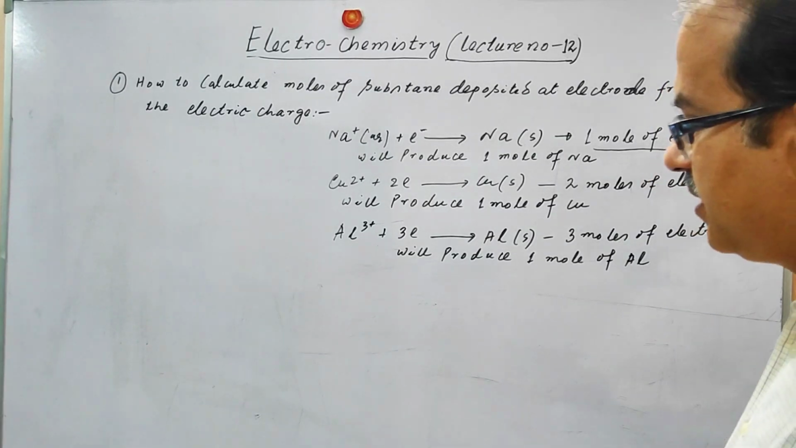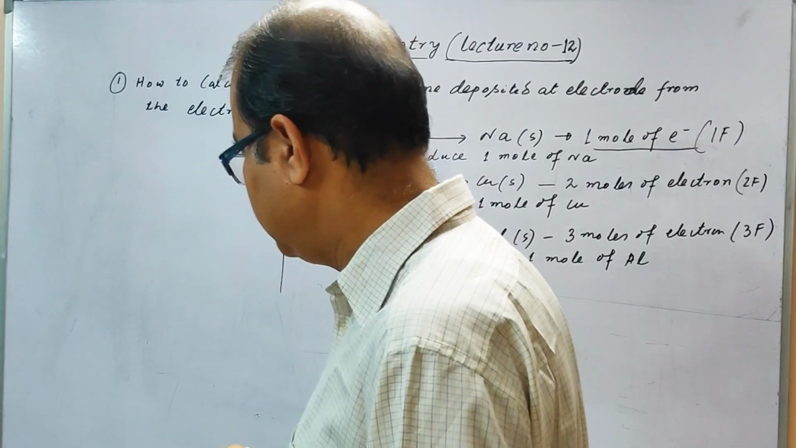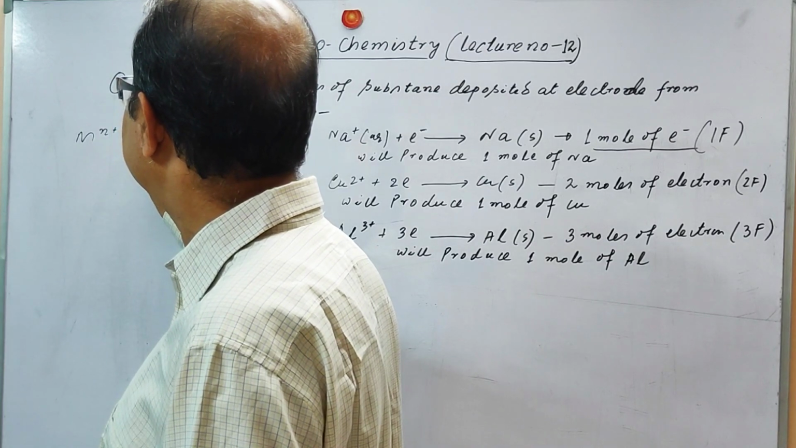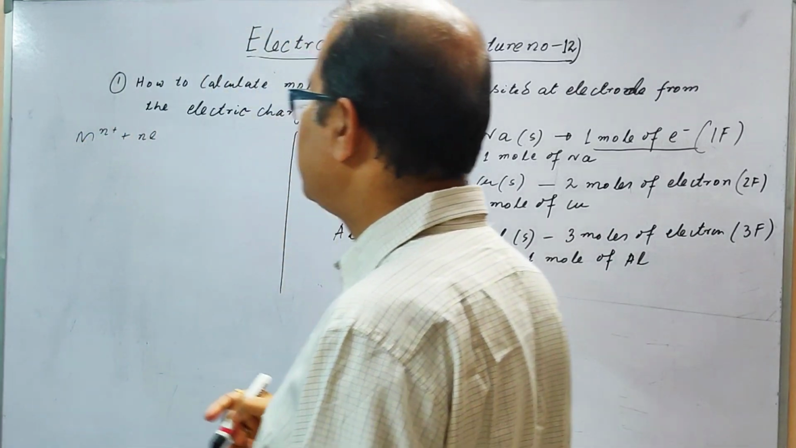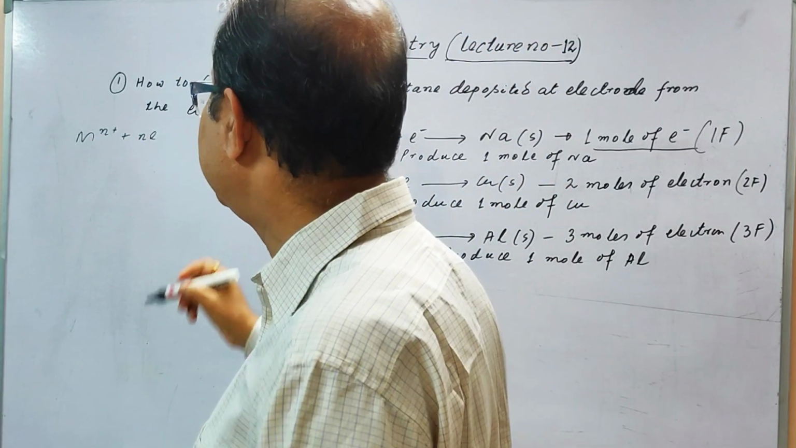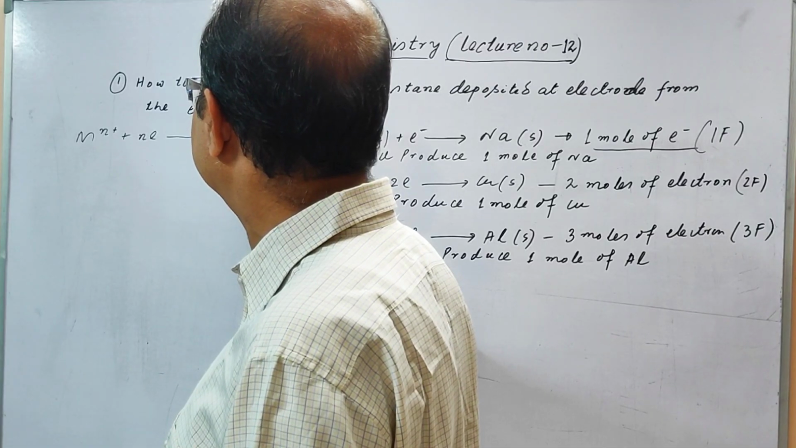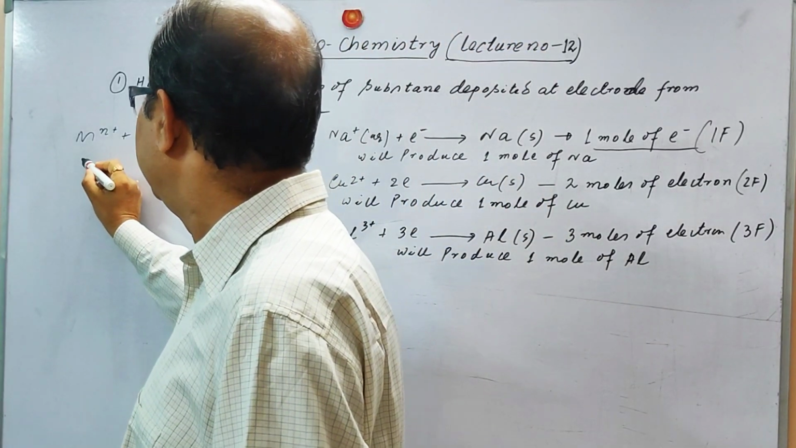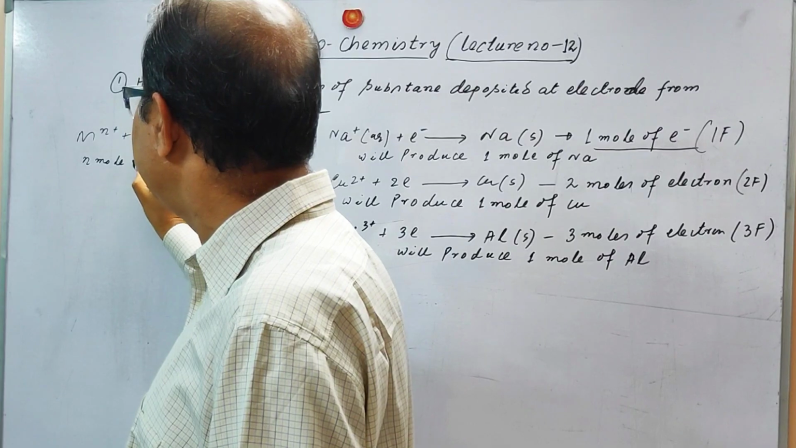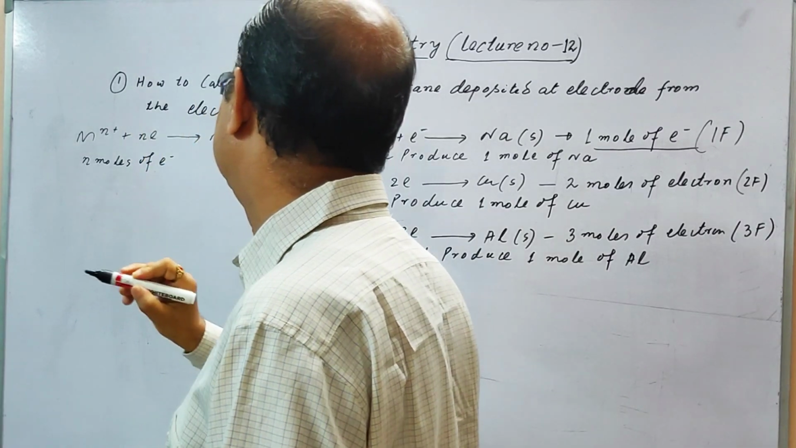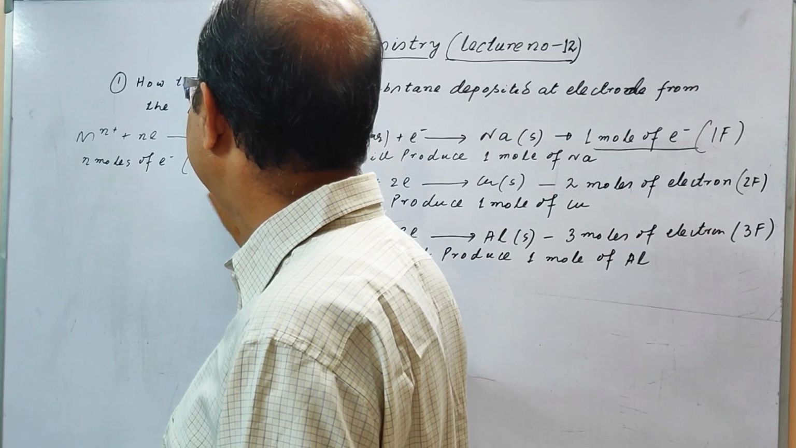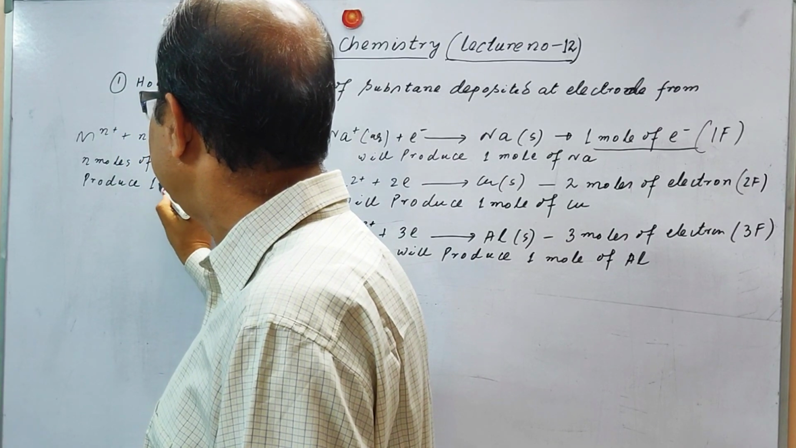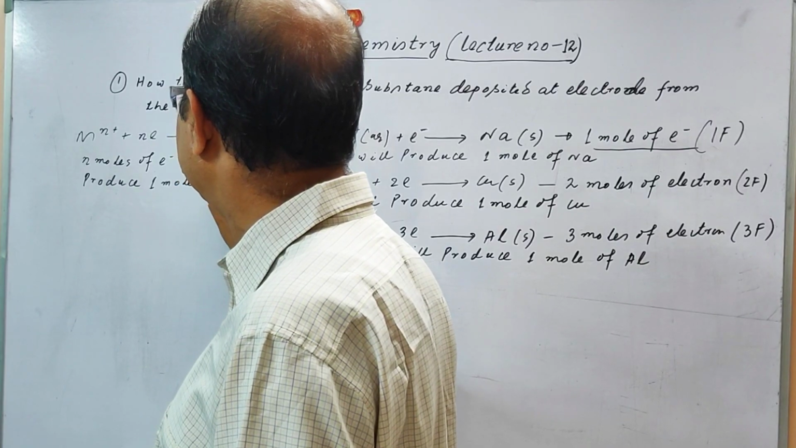For a general equation, you can write: a metal cation M^n+ is reduced to M solid, and in this case also n moles of electrons, that is n Faraday of electric charge, produce 1 mole of metal.